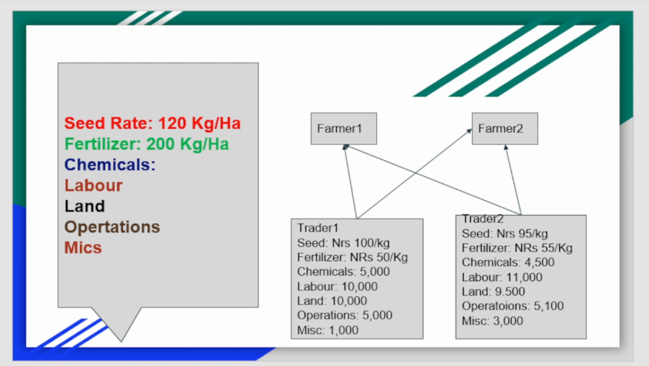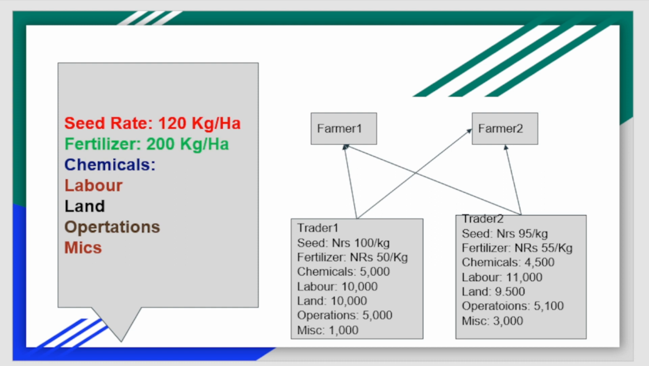You can see here the cost and quantity required to produce 1 hectare of wheat. We need seed, 120 kg for 1 hectare of land, and for that particular land we need 200 kg of fertilizer. Likewise, we will purchase some chemicals, and we need labor, land, and other operations, including intercultural operations, tillage, and harvesting. Every operation is included in the lump sum. We have also included some miscellaneous cost.